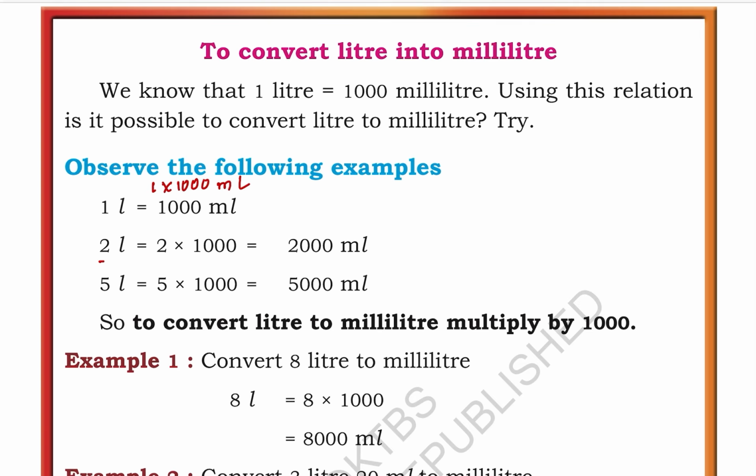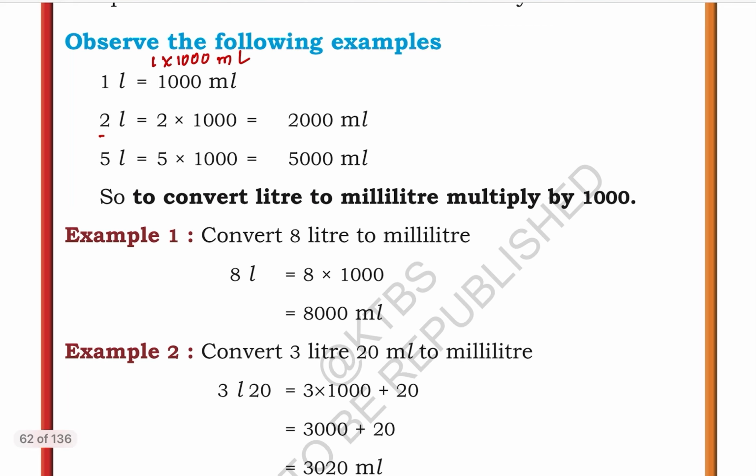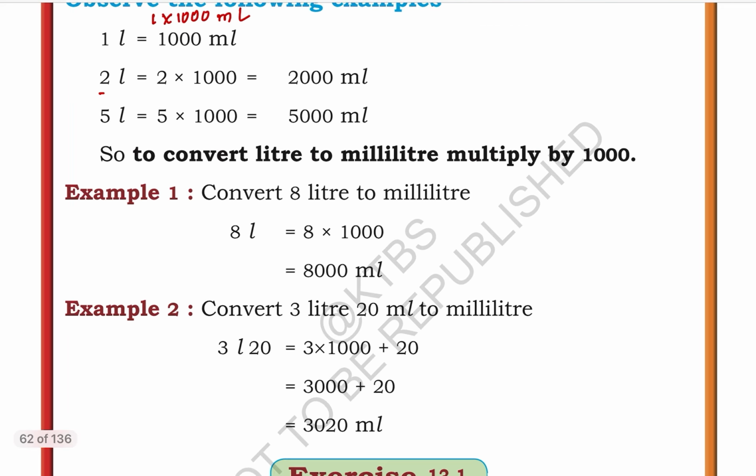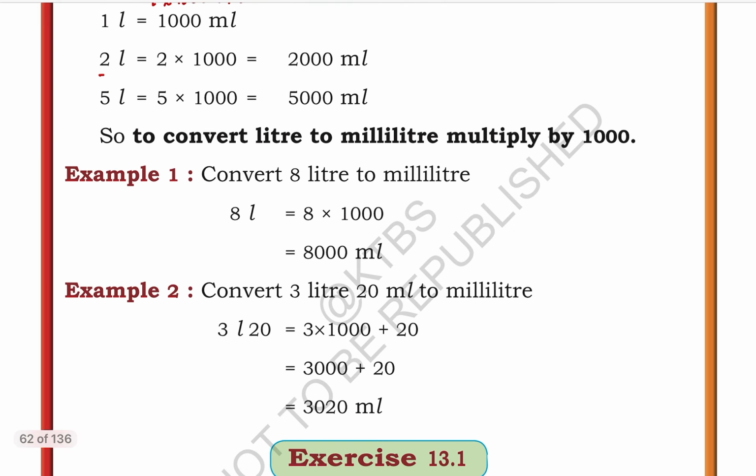Similarly here also, if you want to convert from liter, a higher unit, to milliliter, a lower unit, then we will multiply by 1000. Understood? I took some long time to explain this, because if we understand this clearly, then the coming things will be easy for us.